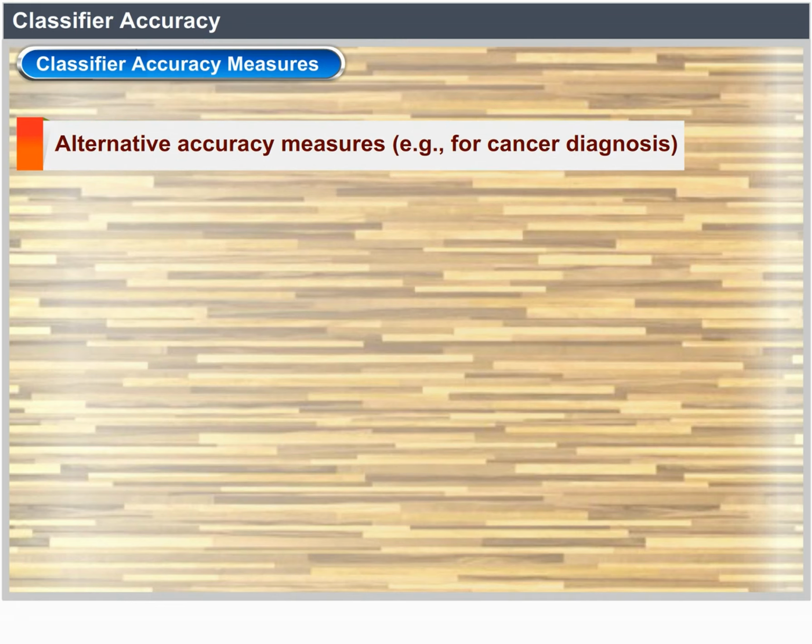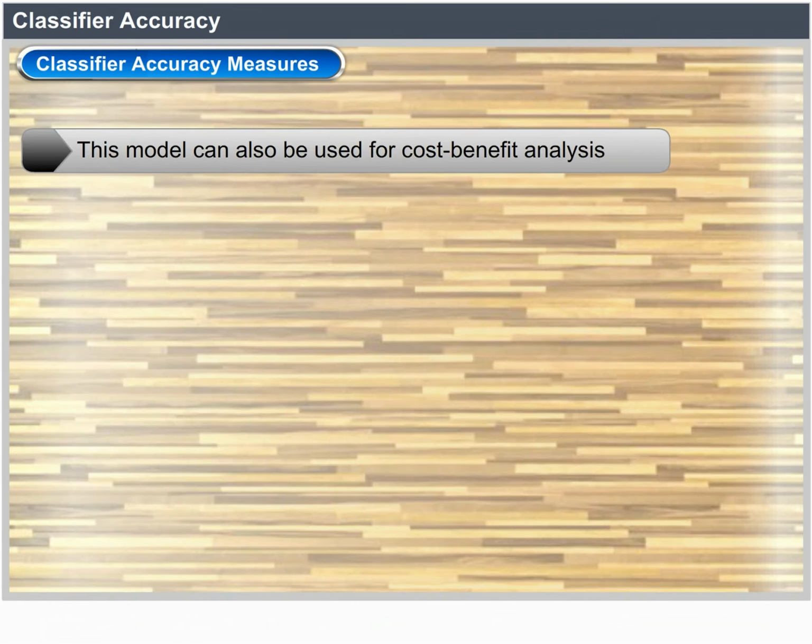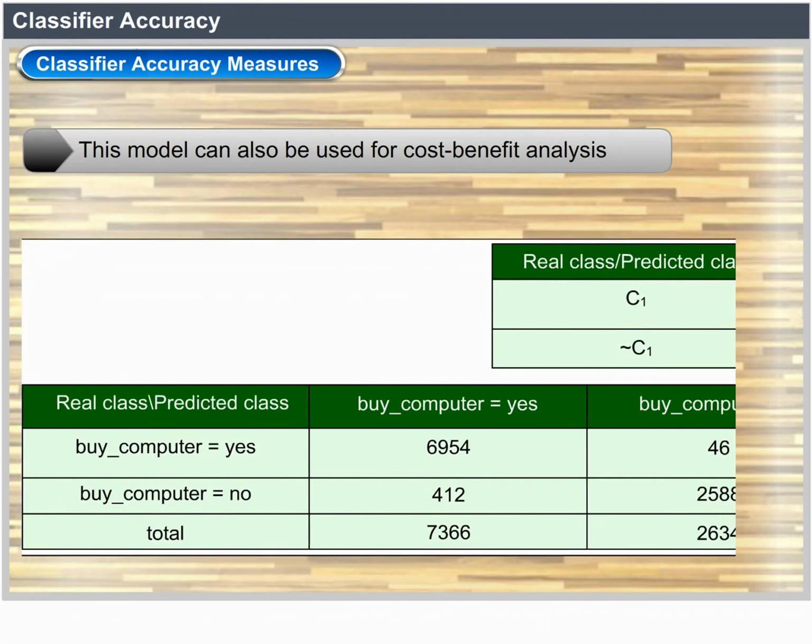Alternative accuracy measures, for example, for cancer diagnosis. Sensitivity equals t-pos / pos, the true positive recognition rate. Specificity equals t-neg / neg, the true negative recognition rate. Precision equals t-pos / (t-pos + f-pos). Accuracy equals sensitivity × pos / (pos + neg) + specificity × neg / (pos + neg). This model can also be used for cost-benefit analysis.